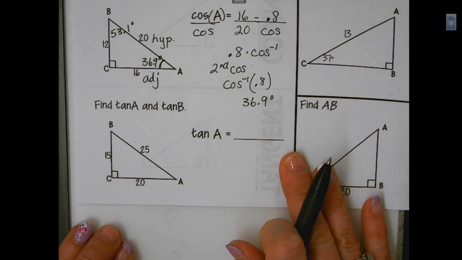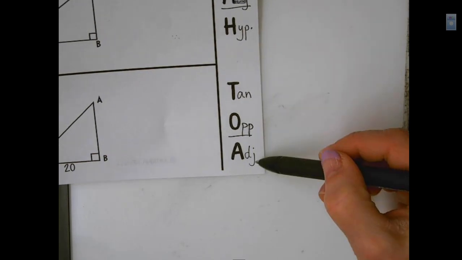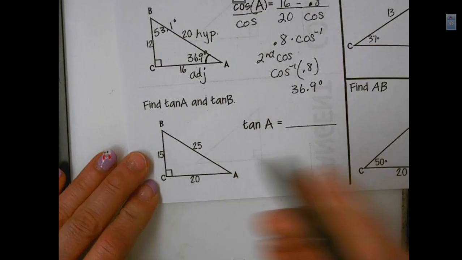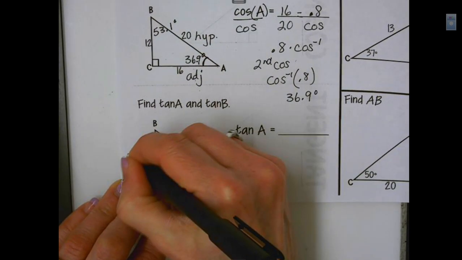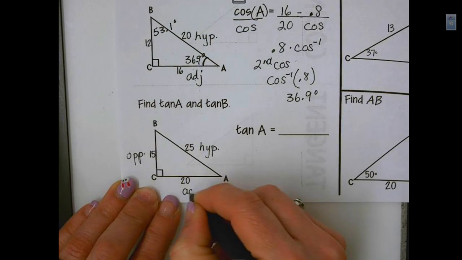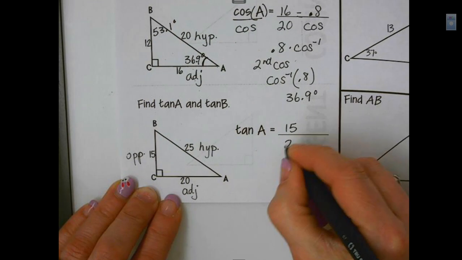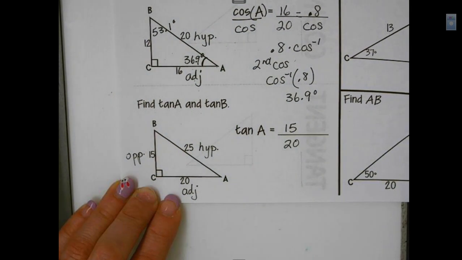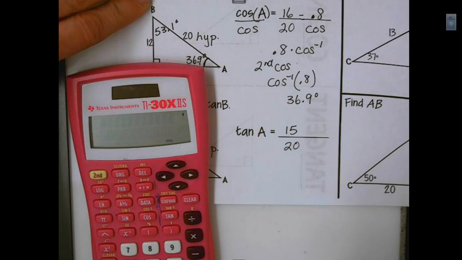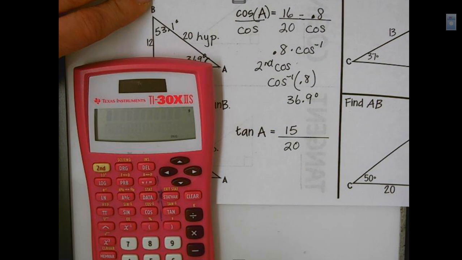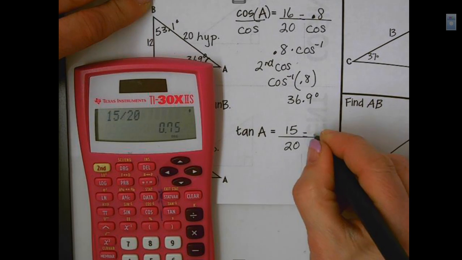Let's check out tangent. Tangent, if you look over on the side here, it's opposite divided by adjacent. So let's label everything here. We know this is the hypotenuse. We know this is opposite. And we know this is adjacent. Opposite, 15, divided by adjacent, which is 20. So I'll take 15 divided by 20. Thank goodness for calculators. I used to have to look all this up in a chart. We didn't have calculators, but now that we have calculators, it's amazing. That equals 0.75.